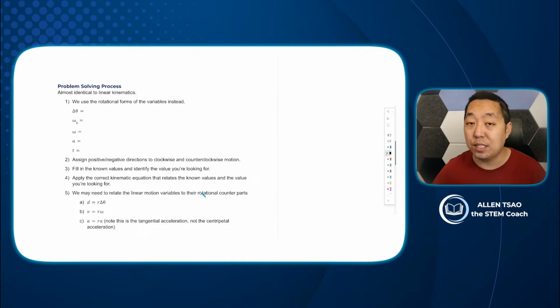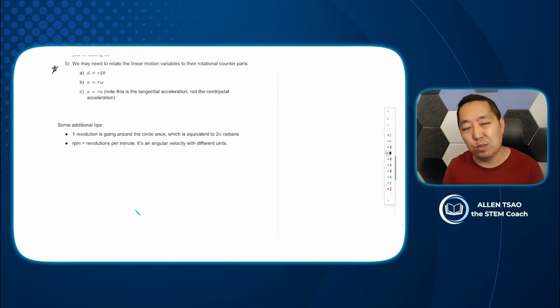So our problem solving steps are going to be really simple. There's no 2D rotational kinematics, so it's all just 1D stuff for the most part, but we're going to use the rotational forms. We list out the variables, assign positive and negative directions to clockwise and counterclockwise, fill in the known values, identify the value you're looking for, and apply the correct kinematic equation that relates the known values and the value you're looking for. Sometimes we may need one extra step: relating the linear motion variables to the rotation if we talk about speed, distance traveled, or the tangential acceleration. Not very common to ask, but in case you need them, those things are there.